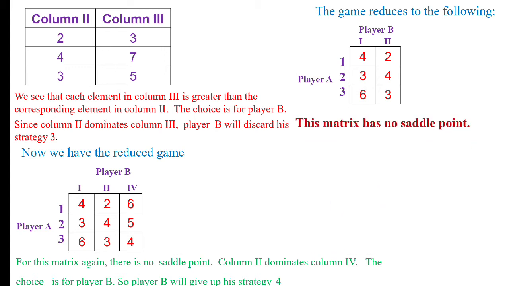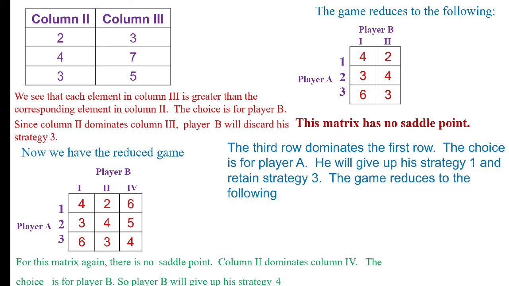Again this matrix has no saddle point. Then the third row dominates the first row. Row minimum should be considered. The first row is the minimum compared to the third row. The second row is not comparable with the others. So the first row will be deleted. After deleting, we get 3, 4, 6, 3. Here we got the 2 by 2 order.